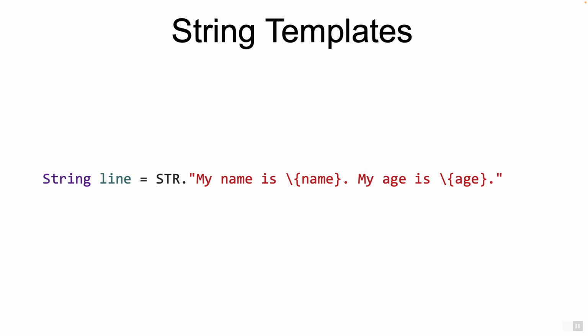The STR, which is basically an inbuilt template processor, and later on we can see that we can actually create our own template processor. And that implements an interface called StringTemplate.Processor. And its job is to convert the string template to the final output. This final output could be a string or it could be any object.